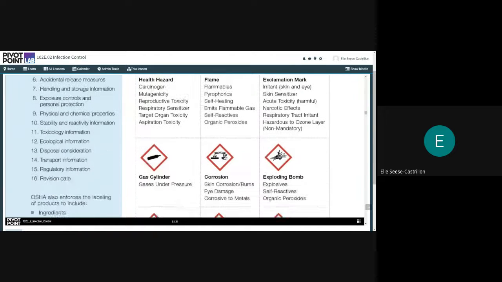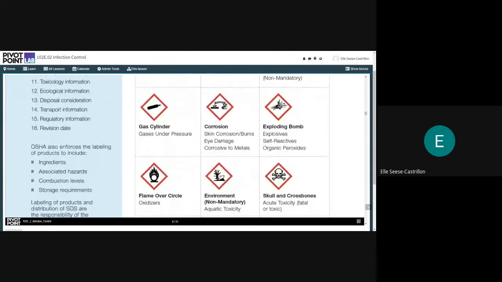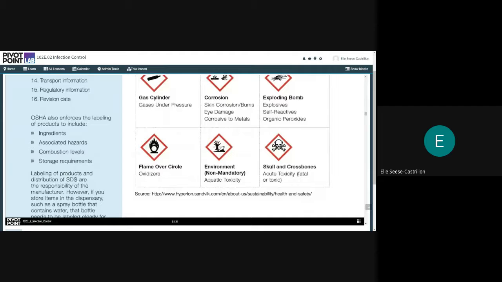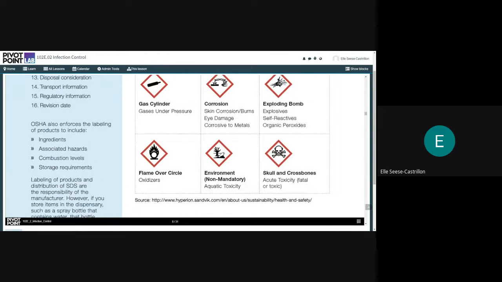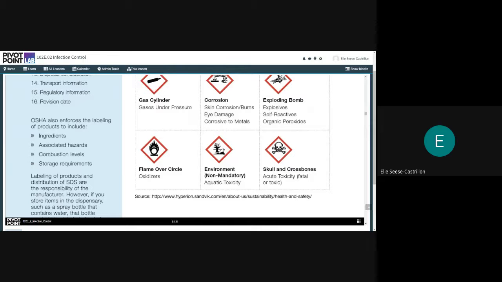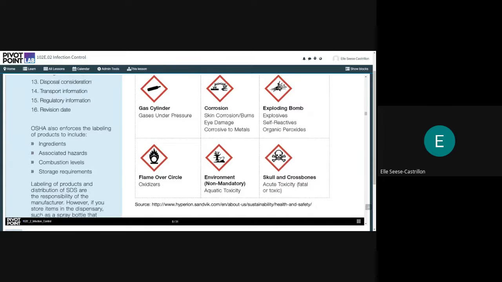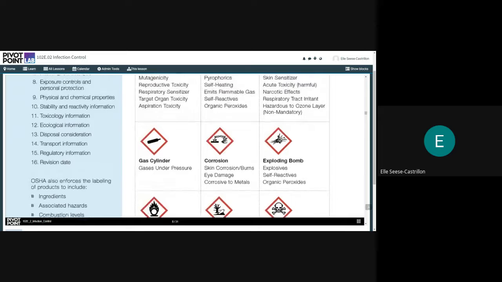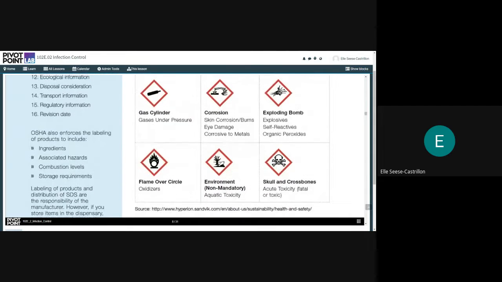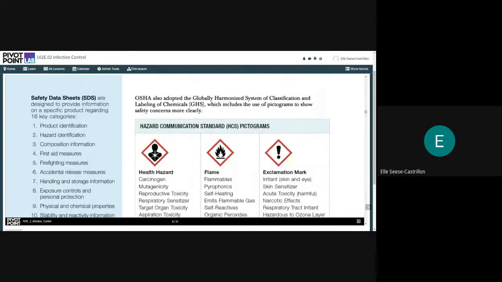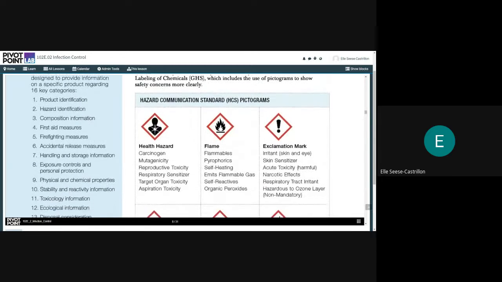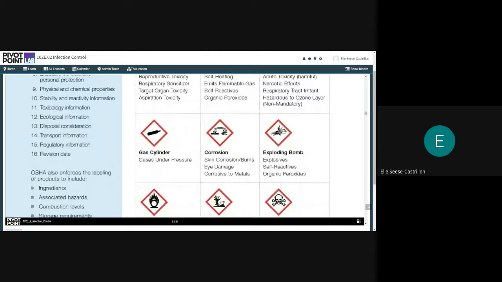Okay. And so I want you guys to go through and actually try to study these and remember these. These are going to be on your test. And I do know a couple students in the past have gotten these wrong. So definitely look over them. There are 9 of the pictograms that they're showing. But again, there are 16 key categories in the safety data sheet to help categorize them.